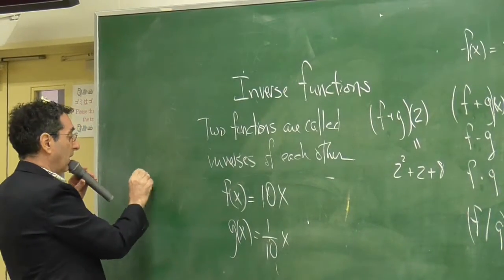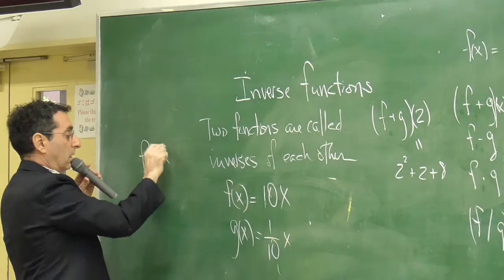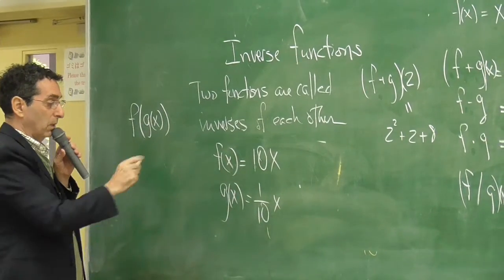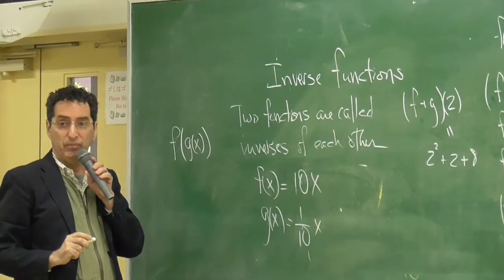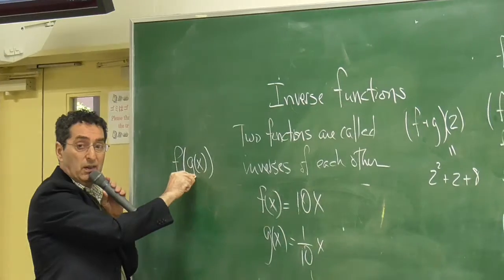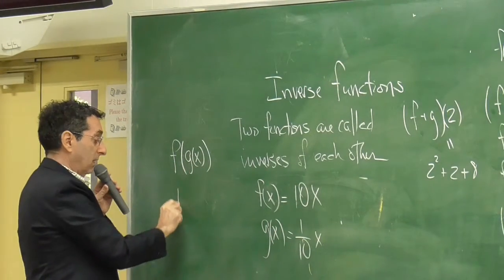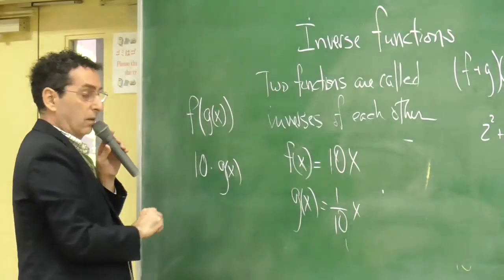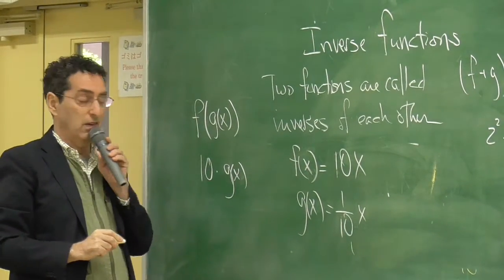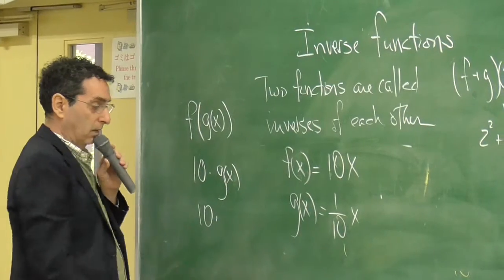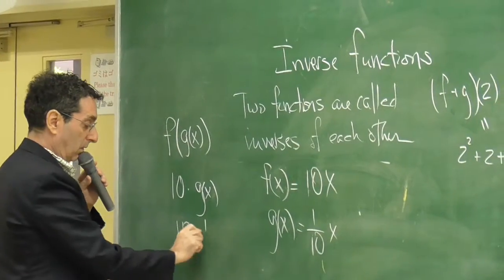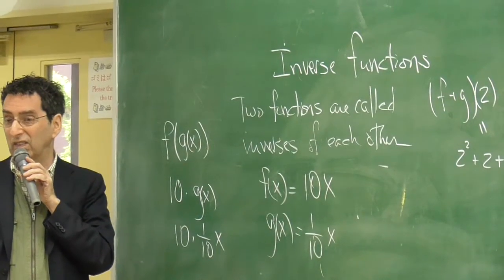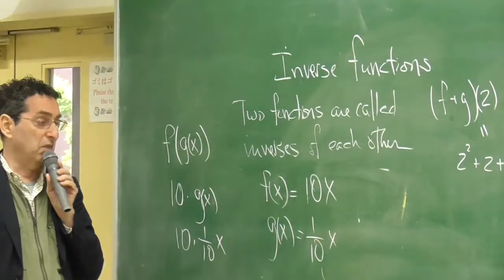Right? Let's check it. f of g. So what does f tell me to do? Multiply whatever is in here by 10. So I get 10 times g of x, right? Okay, because that's what f says to do. But g of x is what? So I get x. Okay, so those two are inverses, of course.